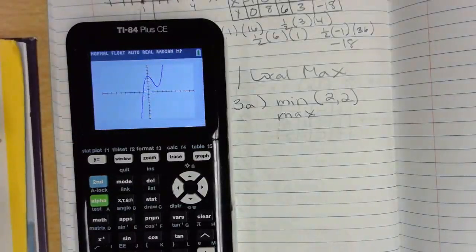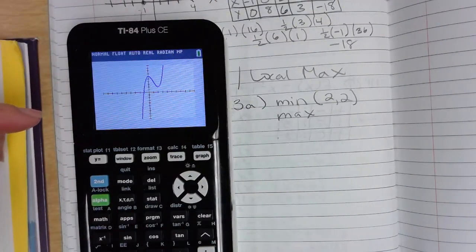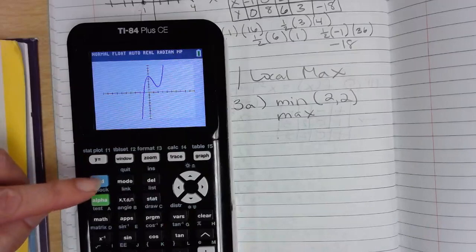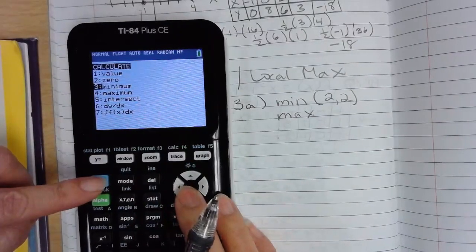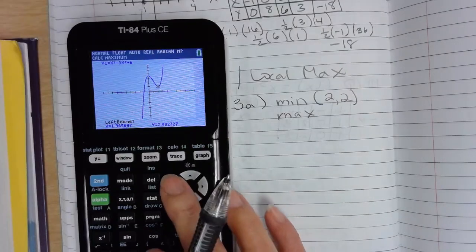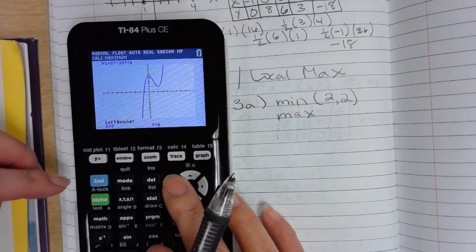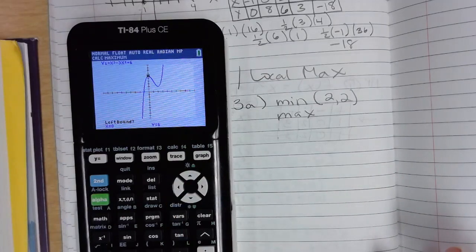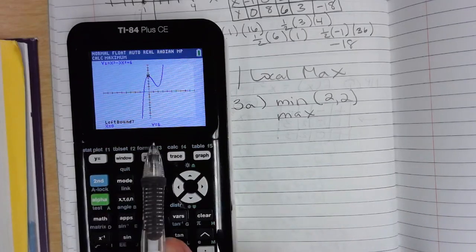So here's how you find the local max. Same idea. Here's my graph. I'm going to press second trace, and go to max. Is max my lowest point or my highest point? Highest. I can see on my graph that this is my highest point. You don't even need to do second trace max or min, because it's obvious and it's right there that it's x and y.